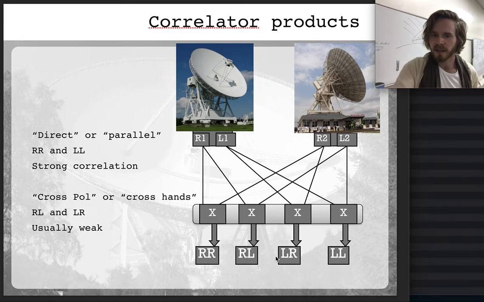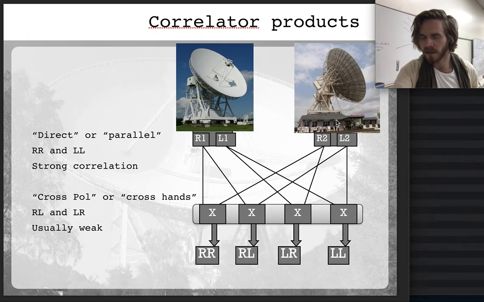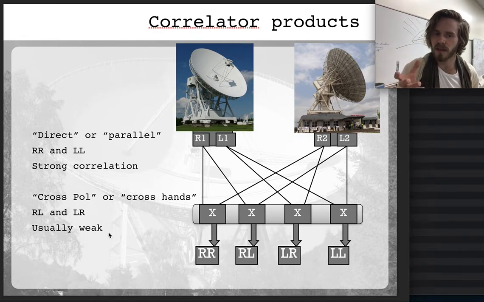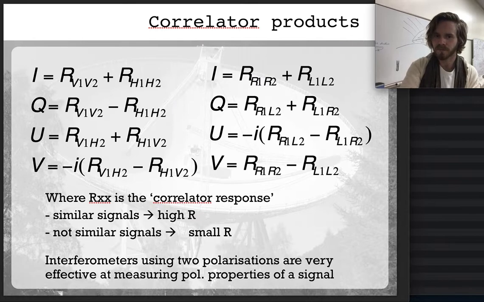The RL and the LR, we call these cross polarizations or cross-hand correlations because it's correlating one with the opposite in the other. And if there's any real detected cross-hand correlation signal, they're usually pretty weak. I think this will probably be discussed more in depth by somebody else.